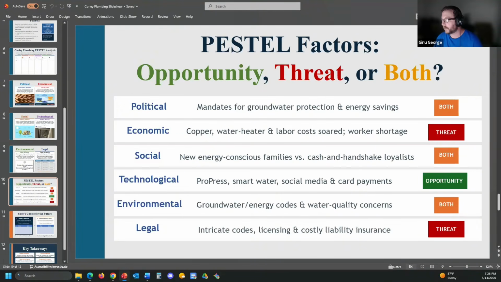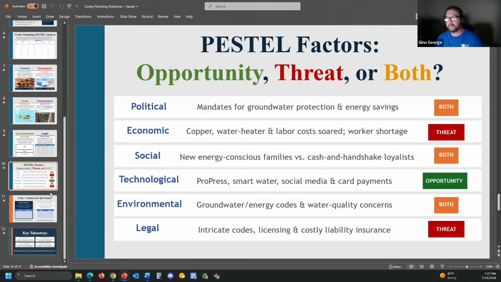It's safer. Smart water, faster and safer. Social media, get your name out there. Card payments, there's opportunity there in the technological sector. Environmentally, right? There's opportunity and threat here, right? It's both. Legally, a lot of codes that you have to follow. Liability insurance is really expensive. So there's opportunity, not as much here, a lot of threats in the legal area.